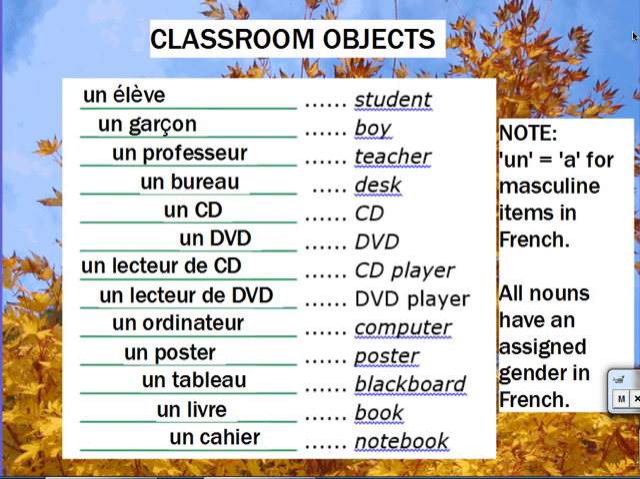Now, some of these are really easy to understand as English speakers, how they could be masculine or feminine. A boy is obviously masculine, a girl is obviously feminine. A teacher could be a boy or a teacher could be a girl. The thing where we as English speakers have trouble is the idea that a desk is masculine, whereas a chair is feminine. And what makes a poster masculine but a window feminine?